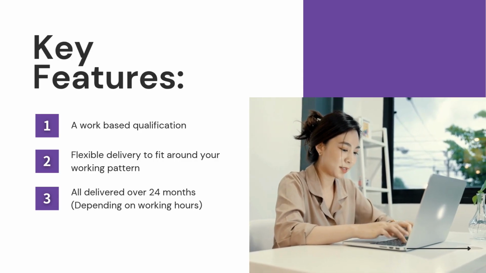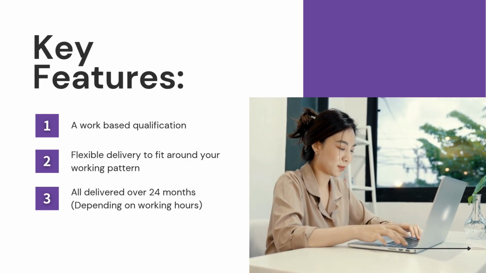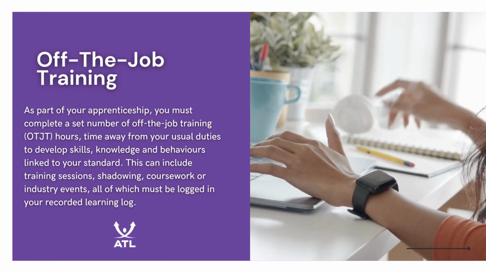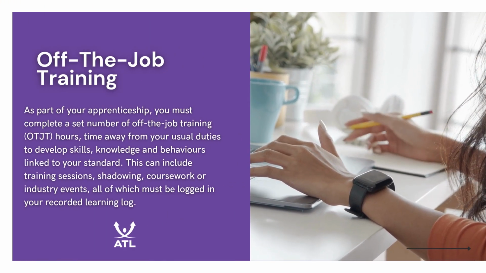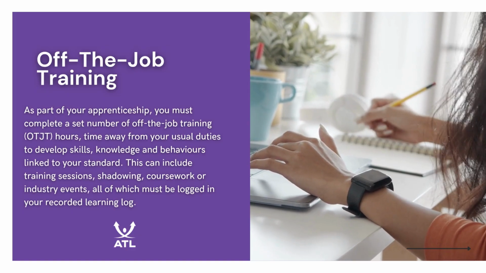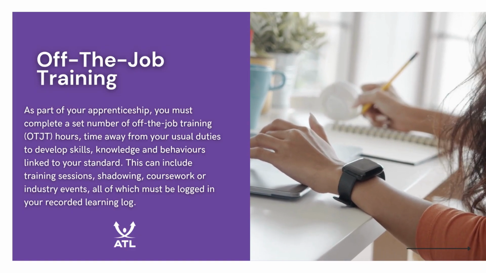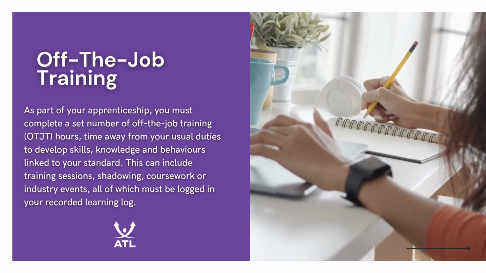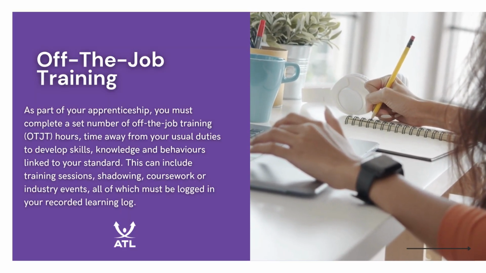Off-the-job training. As part of your apprenticeship, you must complete a set number of off-the-job training, OTJT, hours, time away from your usual duties to develop skills, knowledge and behaviors linked to your standard. This can include training sessions, shadowing, coursework or industry events, all of which must be logged in your recorded learning log.